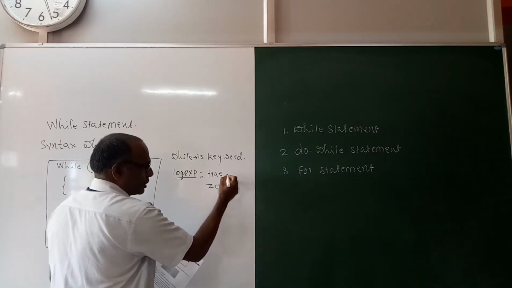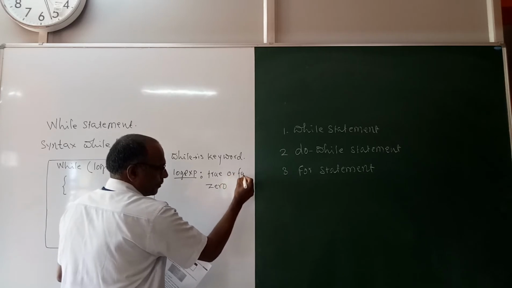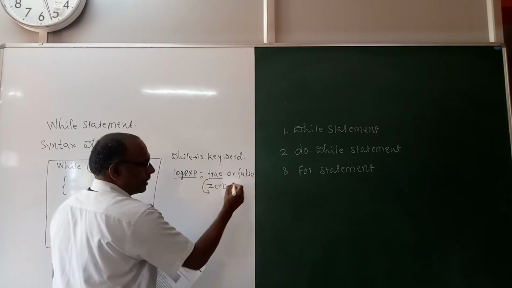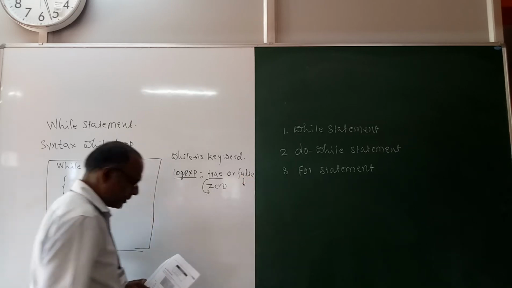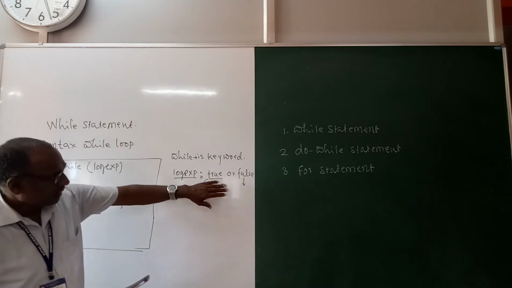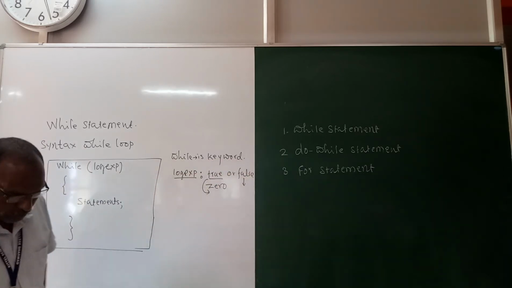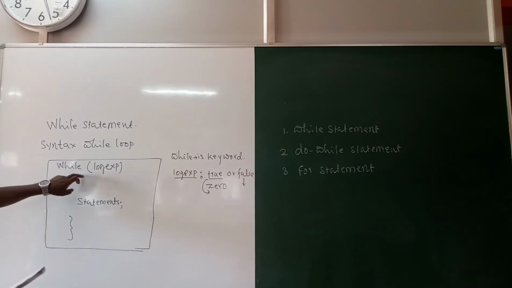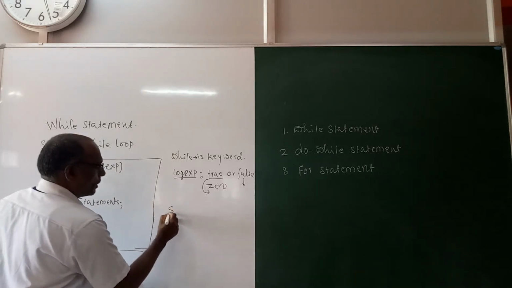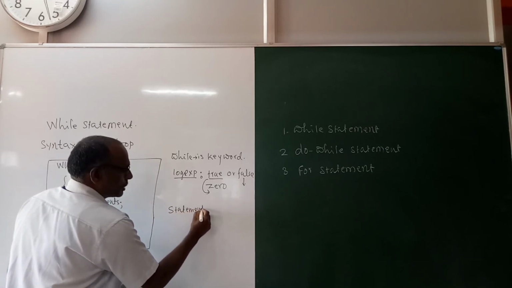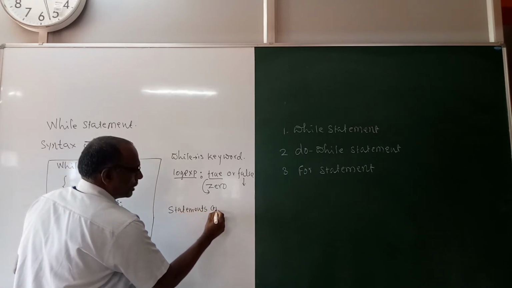True or false. True means non-zero, okay. False means it is zero. Anything other than 0 is a true result, false is equal to 0. So this is a logical expression. Statements here may be a simple statement, or the statements may be compound statements.